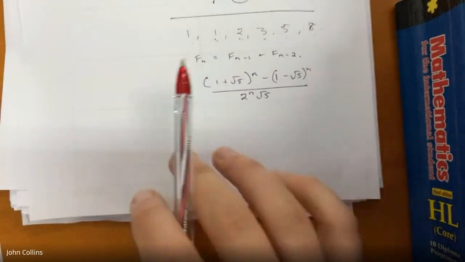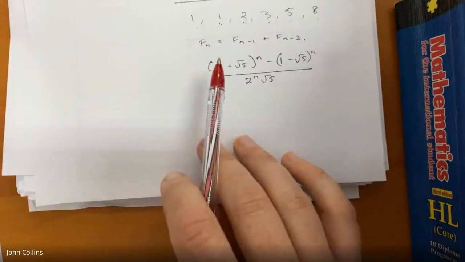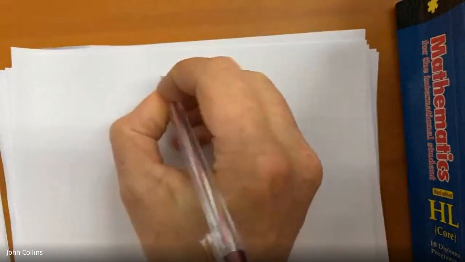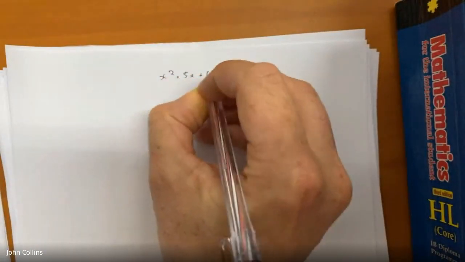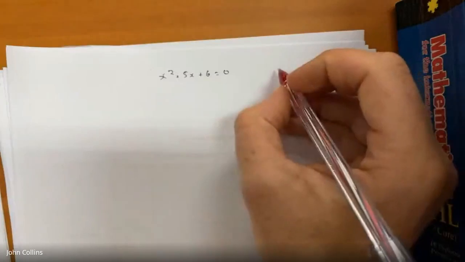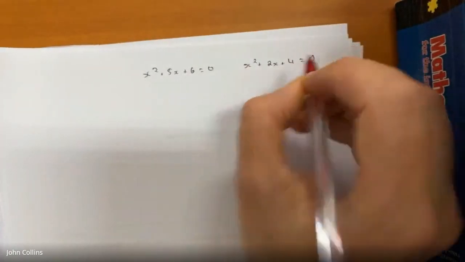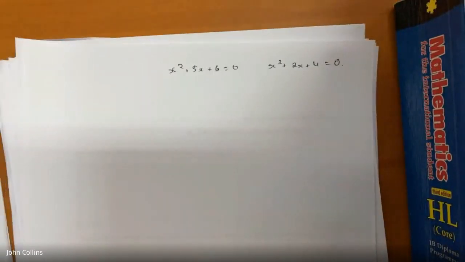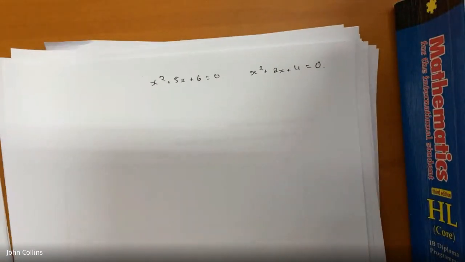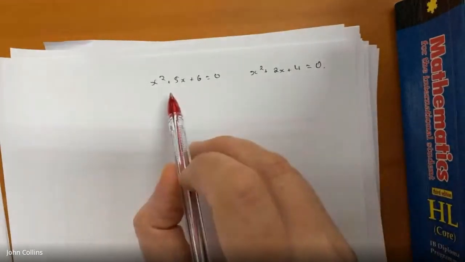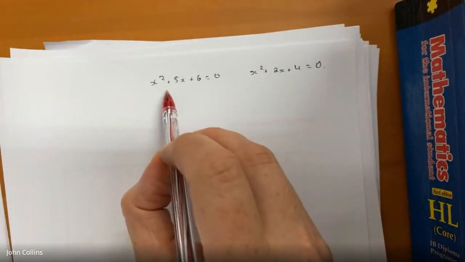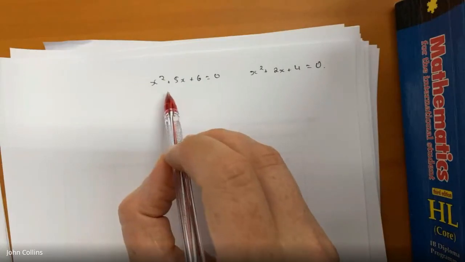All right, sorry, a new page for this. Let's look at 2 polynomials that are quite simple. X squared plus 5x plus 6 equal to 0, the one we just dealt with, and x squared plus 2x plus 4 equal to 0. So 2 relatively simple quadratics. Let's look at sum and product of the roots.